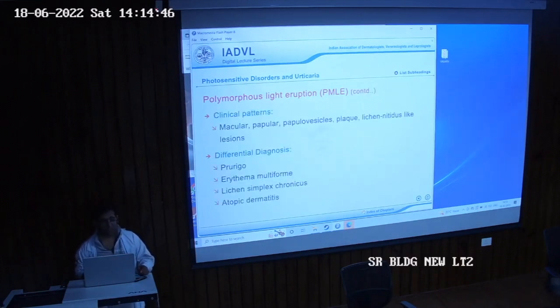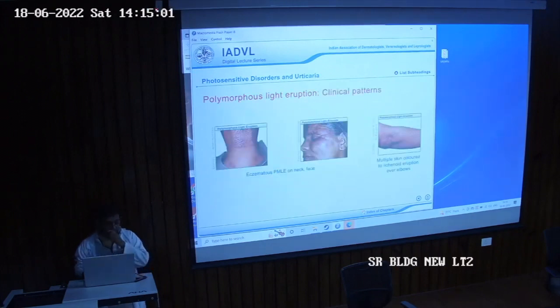Then clinical patterns include macular, papular, papulovesicular, plaque, and lichen-like lesions. Differential diagnosis includes prurigo, erythema multiforme, lichen simplex chronicus, and atopic dermatitis. Then polymorphous light eruption clinical patterns are shown as follows: eczematous PMLE on neck and face, and multiple skin colored to lichenoid eruption over elbows.